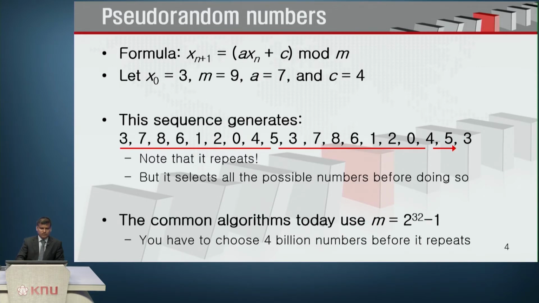So the common algorithm people use today for m equals 2 power 31 minus 1, you have to choose 4 billion numbers before it repeats. 4 billion random numbers before it repeats the sequence. So that's quite a large number, and you don't really notice that it's pseudo random. It seems to be a truly random number.